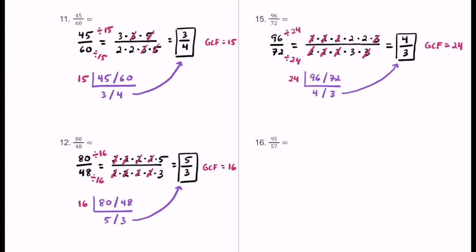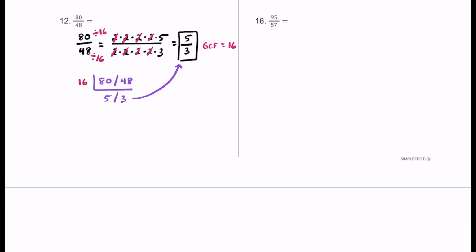Okay. Final one, we have 95 and 57. All right, so put the 95 on top and put 57 on bottom. Let's see, 95 is divisible by 5. Turns out that it's going to be 5 times 19.